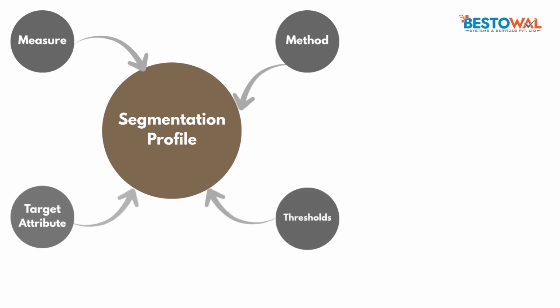Okay, let's bring it all together in part 3, the actual system workflow. We've defined our ABC rules, say Pareto, and our XYZ rules, say calculate variation using CV. What's next in IBP? Well, the process is pretty systematic. You bundle these rules into something called a segmentation profile. This profile holds all your configuration choices: the measure, the method, the thresholds, the target attribute.